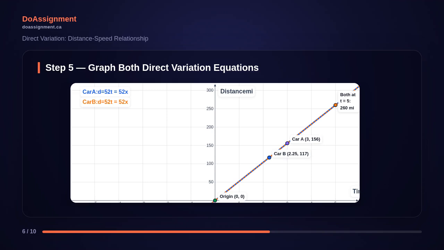When we graph both equations on the same coordinate plane, with time on the horizontal axis and distance on the vertical axis, we get the exact same line through the origin for both cars. This confirms they travel at an equal speed of 52 miles per hour.